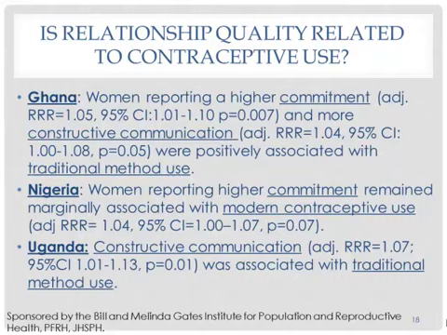But we looked at women's reports of their couple relationship quality as related to contraceptive use in 3 of our countries. And what we found is that in Ghana, women who reported a higher commitment reported that they were also more likely to be using a traditional method of contraception. And similarly, in Uganda, constructive communication was associated with traditional method use. In Nigeria, women reporting higher commitment remained marginally associated with modern contraceptive use.